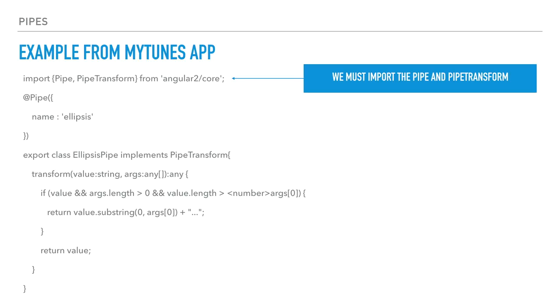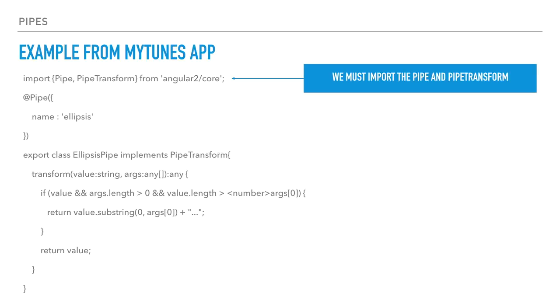How does a pipe look? Well, as always, we need to import from the core of Angular the class Pipe. This will be a decorator, and also PipeTransform, that is an interface. Super important. We can see here that we have a class. The class is named EllipsisPipe, and this class is decorated with the Pipe decorator from Angular 2, and the name of our pipe will be ellipsis. This name is the one that we have to use in our template. Don't confuse this name with the name of our class. These are two different things.